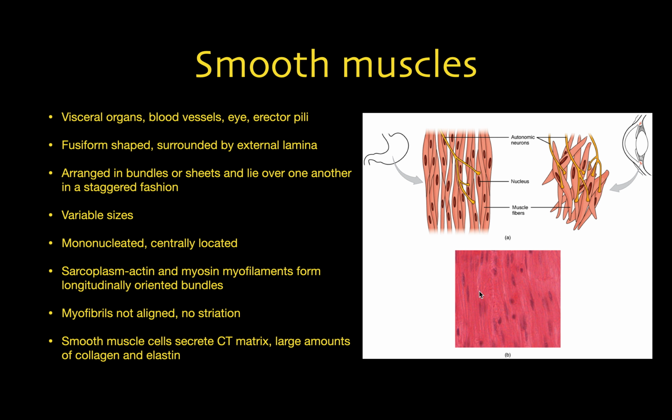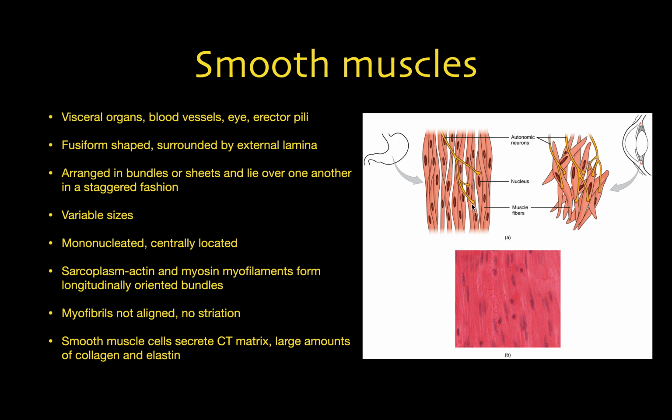The sarcoplasm has the actin and myosin myofilaments, and they form longitudinally oriented bundles. The myofibrils are not aligned, and also there's no striation. The smooth muscle cells can also secrete the connective tissue matrix along with large amounts of collagen and elastin.